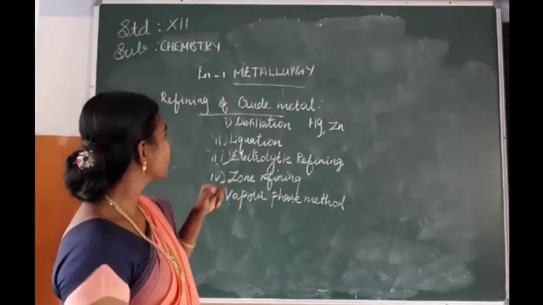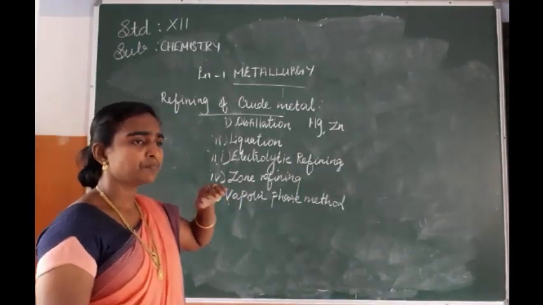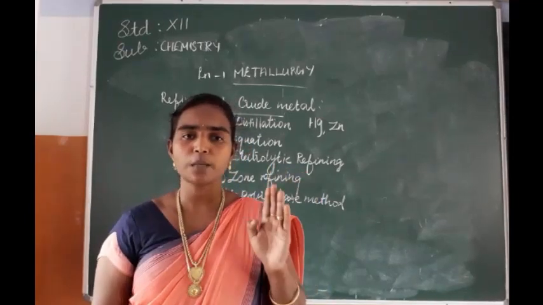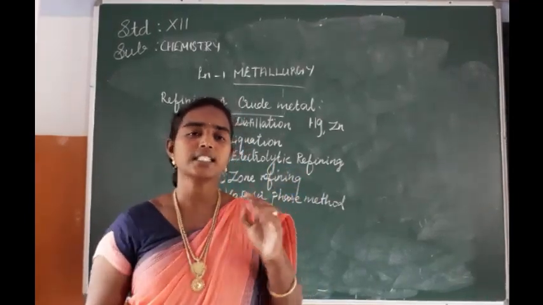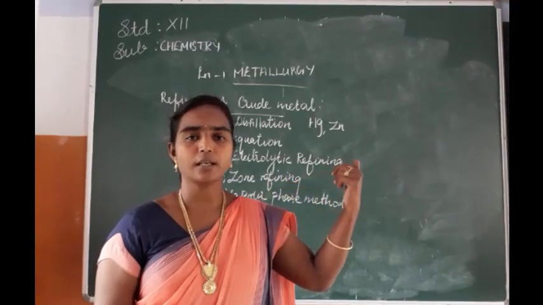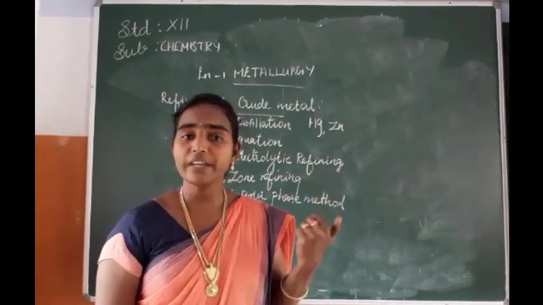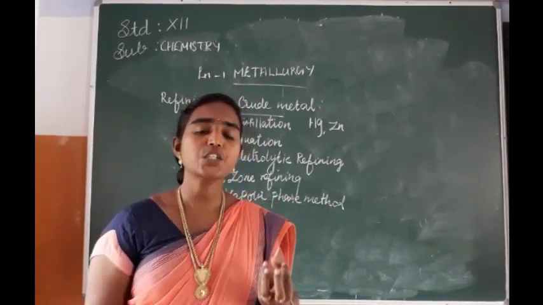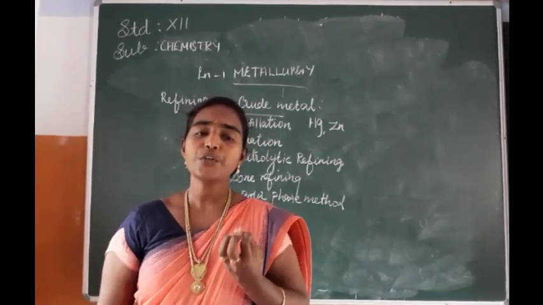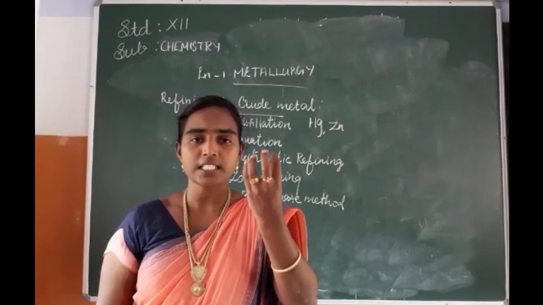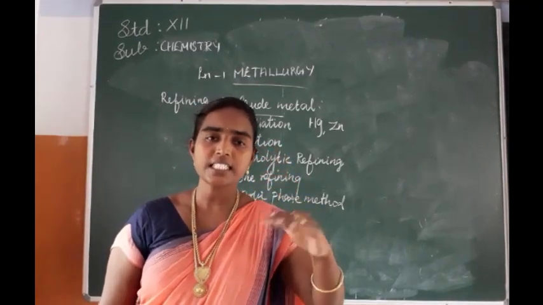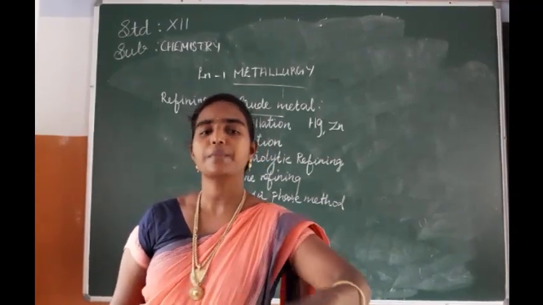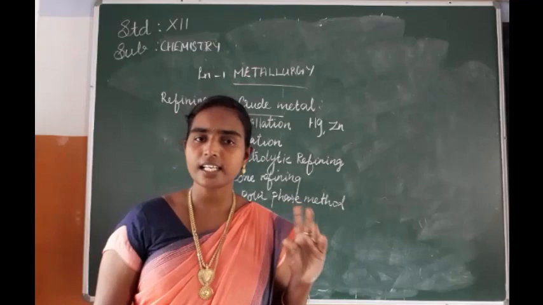Is it clear, students? So what is it? Distillation method. Important keyword is, this distillation method is suitable for low boiling metals like mercury and zinc. Okay. So what we have to do? These impure metals are taken and heated. When you are heating, it will form a vapor, isn't it? This vapor is condensed and we can get the pure metal. So impurities will be left behind in that particular container. Is it clear? First method.